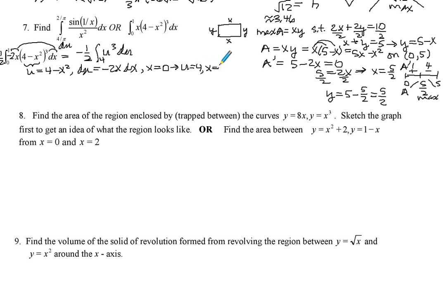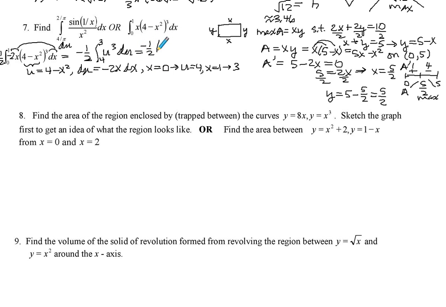X equals 1 is going to give us 4 minus 1 squared. 4 minus 1, 3. So this goes from 4 to 3. Whoops. Said 3, wrote 4. There we go. So this is now just power rule. So this is u to the 4th. Whoops, don't forget our negative 1/2 out in front.